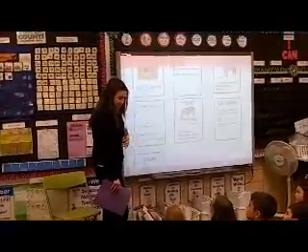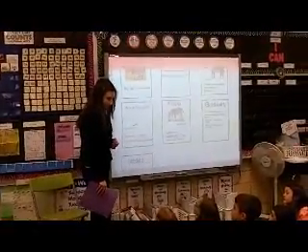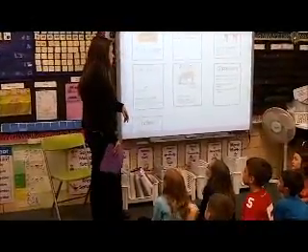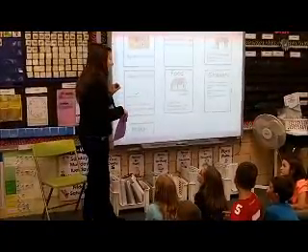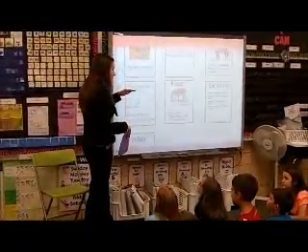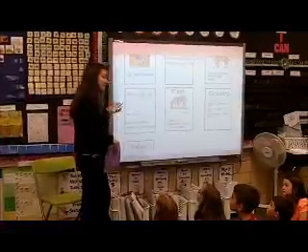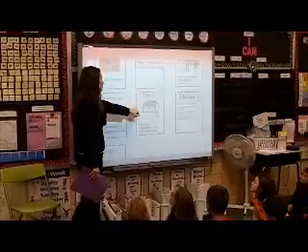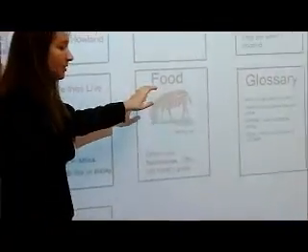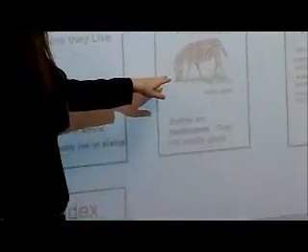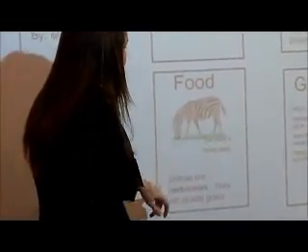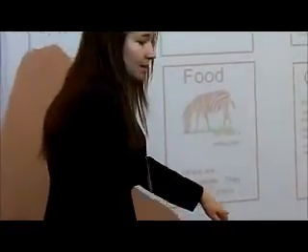So say you were drawing, what animal do you have, Cameron? A jaguar. So she has a jaguar. So if she was going to draw her jaguar in grass, she could label the grass, and she could label her jaguar, or she could write jaguars hide in grass in a caption. For the food one, I want you to draw a picture of your animal eating whatever food that it eats. And then I want you to either put a caption or a label, and then I want you to write 2 sentences, and you should have that on your graphic organizer as well.